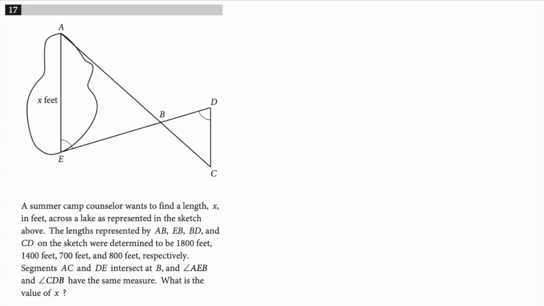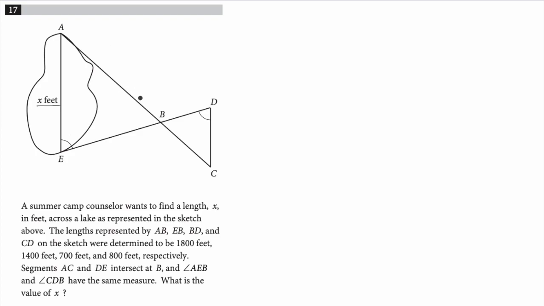A summer camp counselor wants to find a length x above. The lengths represented by AB, EB, BD, and CD were determined to be 1,800 feet, 1,400 feet, 700 feet, and 800 feet, respectively. Segments AC and DE intersect at B, and angle AEB and angle CDB have the same measure. What is the value of x?